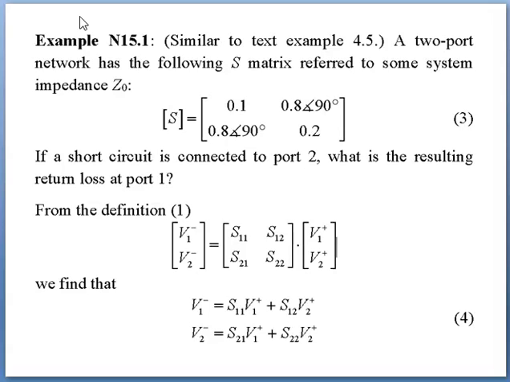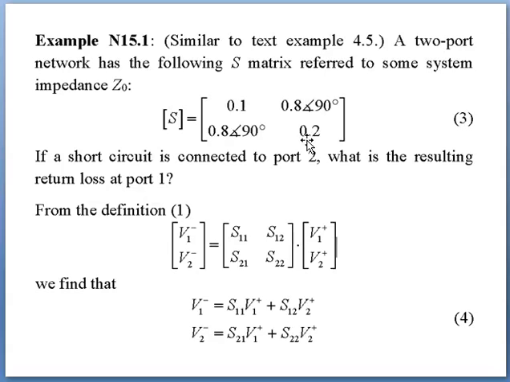Let us refer to this example. You have a two-port network that has the following S matrix referring to some system impedance Z0. Here you have S11 equal to 0.1, S12 is 0.8 with a phase of 90 degrees, the same with S21, 0.8 with a phase of 90 degrees, and S22 is equal to 0.2.